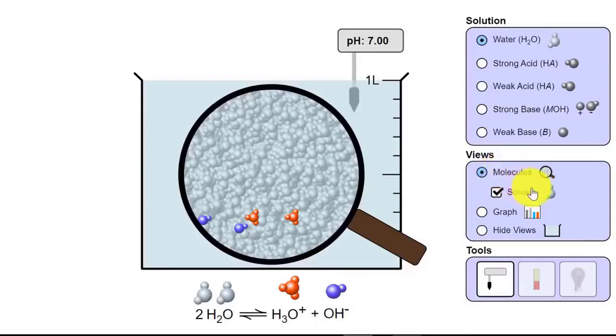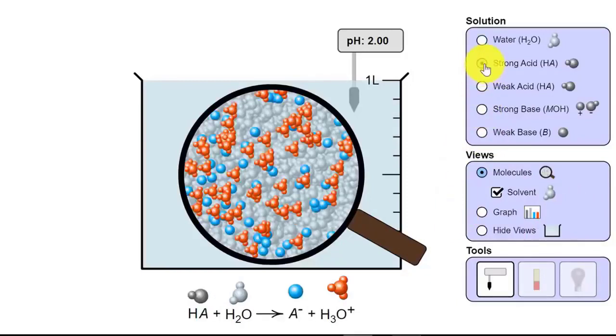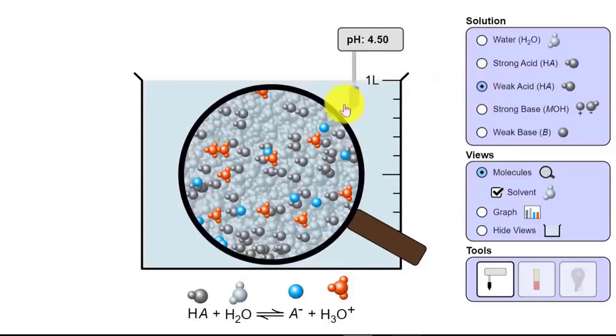Now let's look at an acidic solution. Okay, are you ready? So let's look at a strong acid solution. Look what happened to the pH. It has a pH of 2. Now let's look at the weak acid solution. Of course, the pH is now higher.